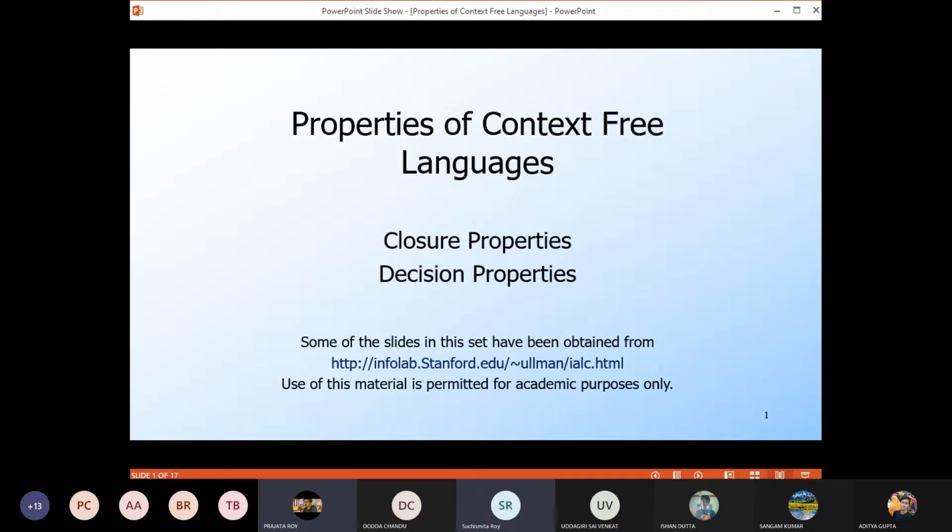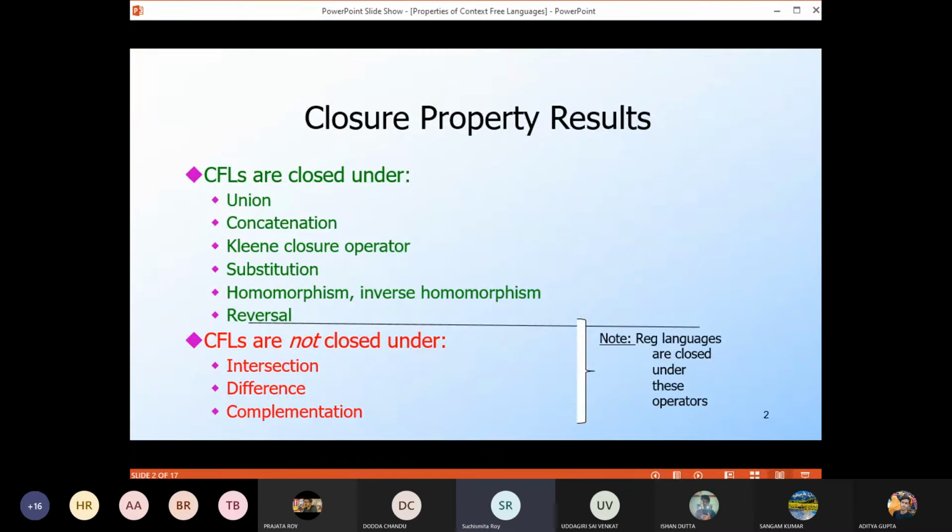Okay. So let's proceed with the next topic today. That is closure properties of context-free languages. We'll also be doing decision properties. So let's proceed without any further delay. First of all, closure properties. I hope you remember closure properties of regular languages.